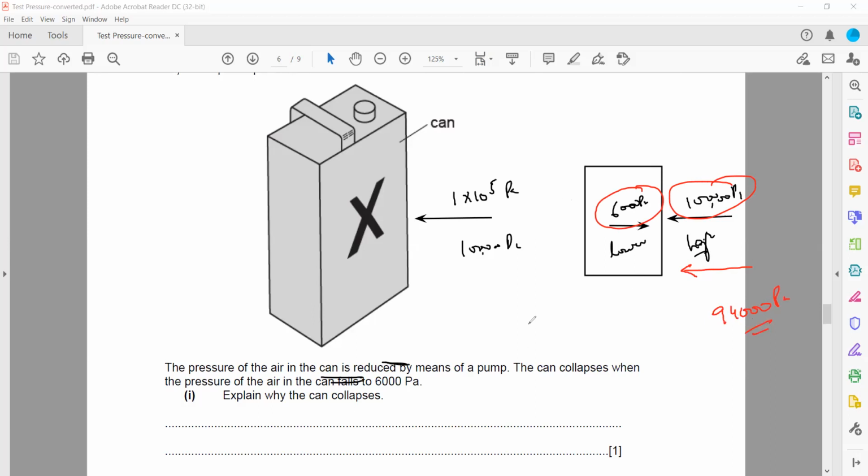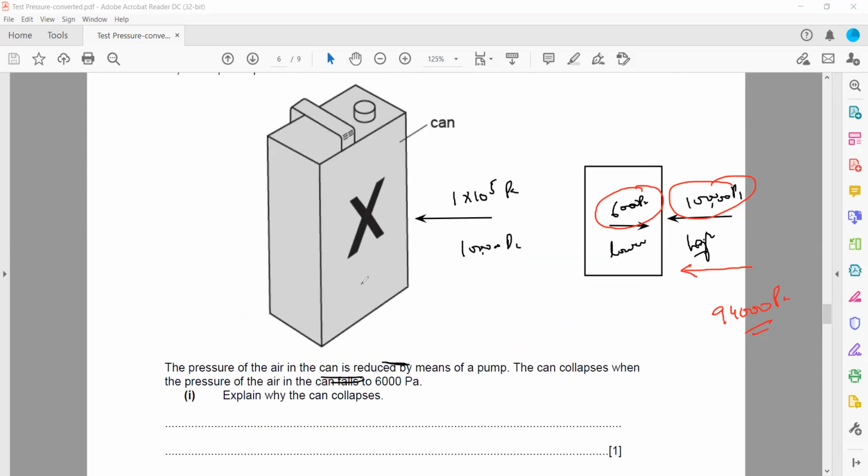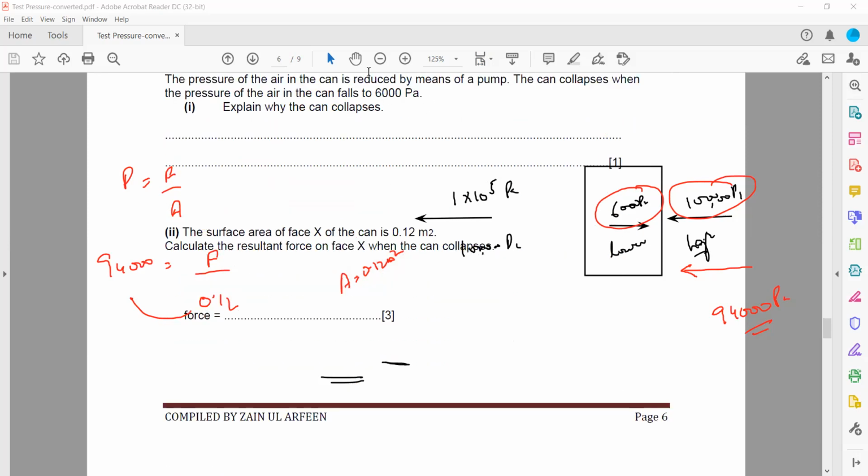So we have the resultant pressure and we have the area given, 0.12. Area of this side is 0.12 meters square. So what about the force? Pressure is force divided by area. So pressure is 94,000, force we are finding and area is 0.12. So 94,000 multiplied by 0.12 equals 11,280 Newton. So the force on this side will be 11,280 Newton. Is it clear?